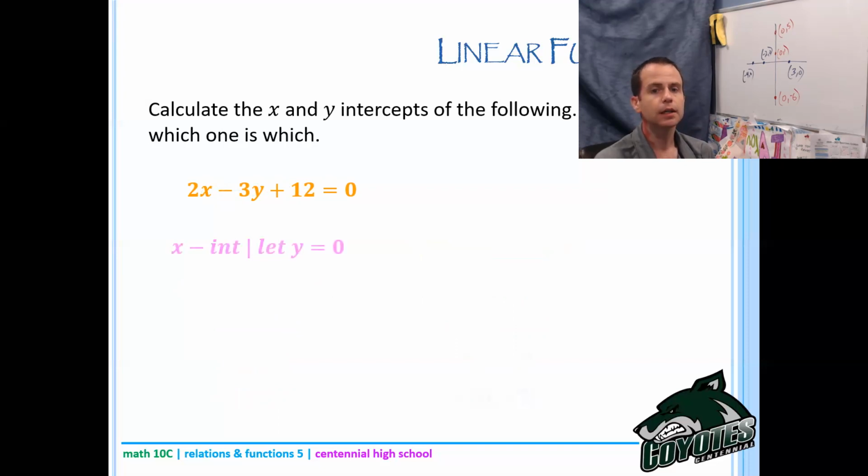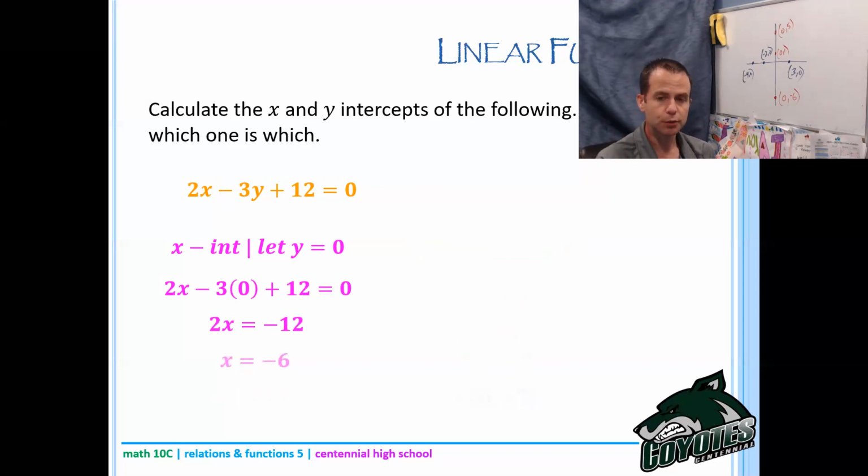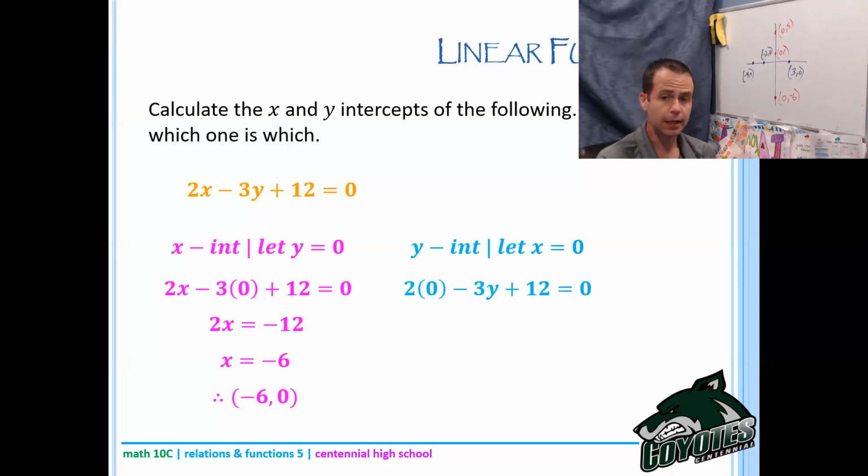Okay, try this guy. So again, to get x-intercept, I'm going to let y equal 0. That gives me 2x equals negative 12. I also brought the 12 over, and now I'll divide both sides by 2 and get x equals negative 6. So that point is (-6, 0). And then for the y-intercept, I'm going to let x equal 0. I still have to bring the 12 over like I did with the other guy. So that'll give me negative 3y equals negative 12. Divide both sides by negative 3, and I would get y is 4. So that point is (0, 4).